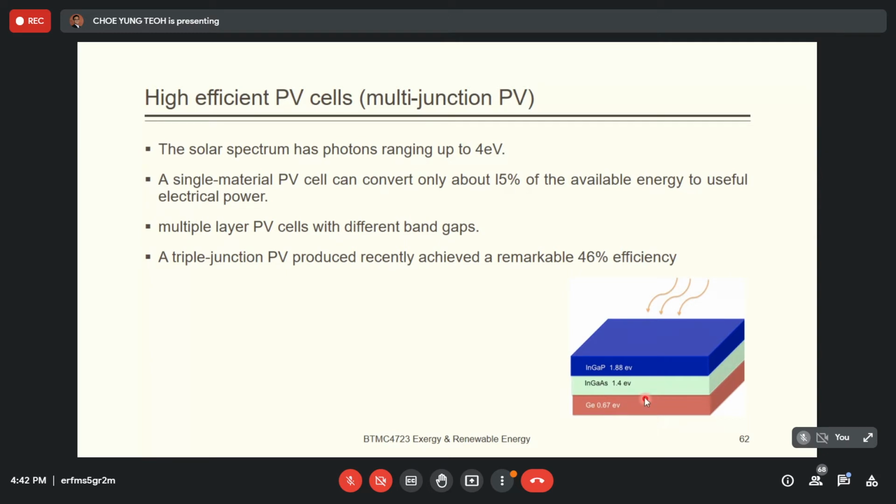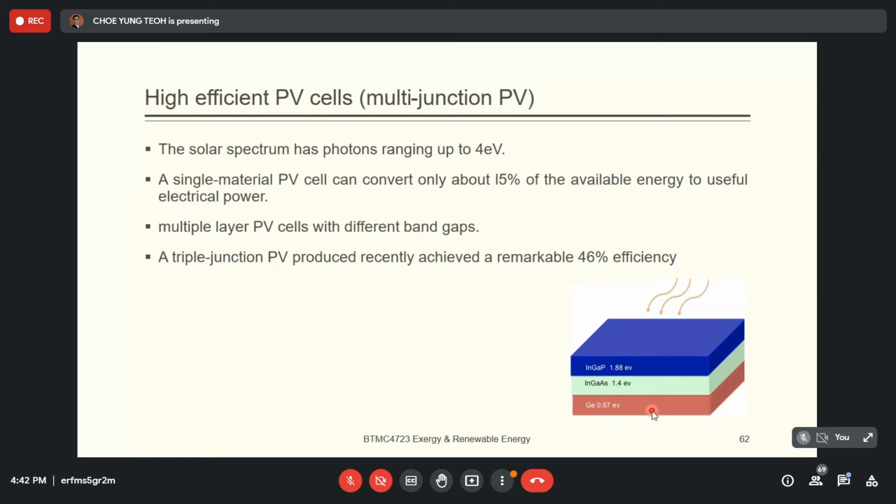Do you notice the arrangement? On the top, you need more energy. 1.88 eV is the band gap, so you need at least 1.88 eV to release the electron in this material. On the second layer, you need a minimum of 1.4 eV to release the electron. And for the last one, you need only 0.67 eV.